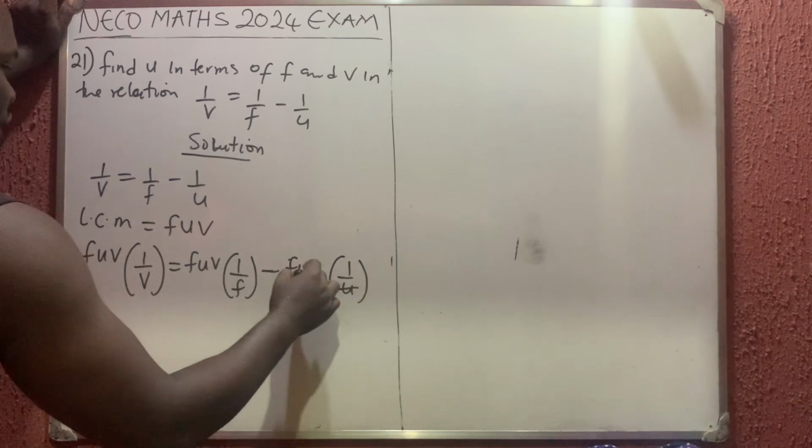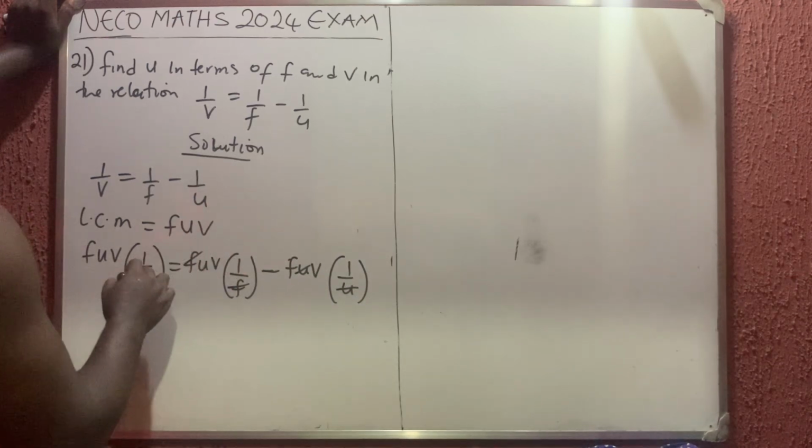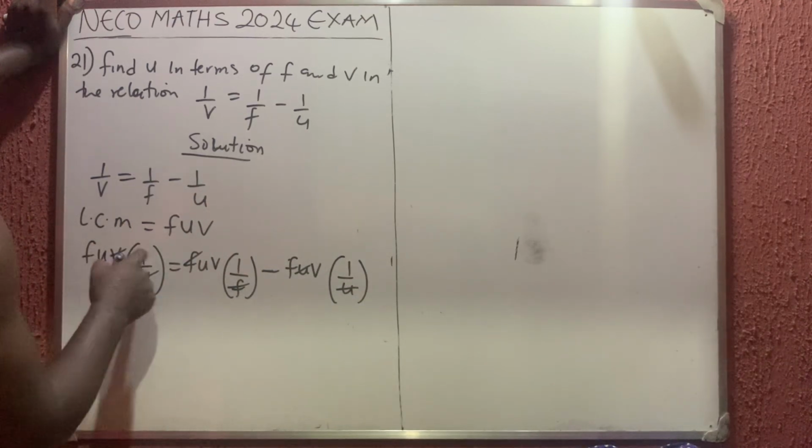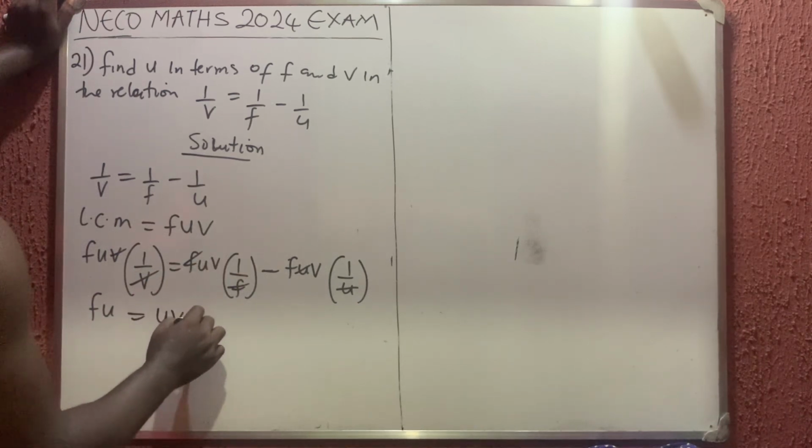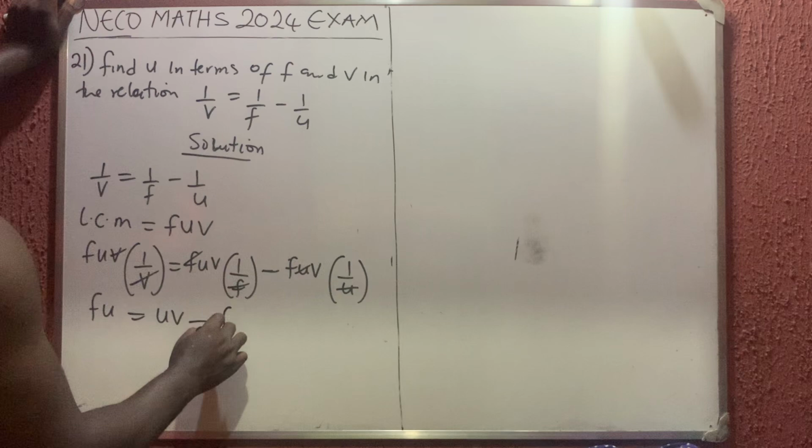So now, U takes care of U, F takes care of F, and V takes care of V. So we're having this time, this is giving us FU is equal to, this time, this is giving us UV, minus, this time, this is giving us FV.